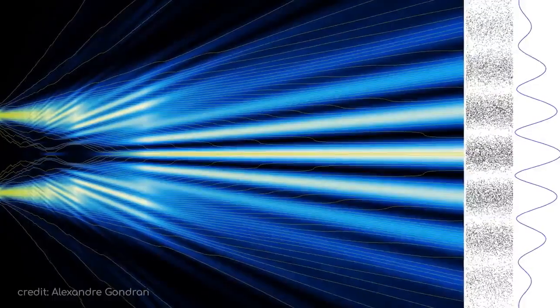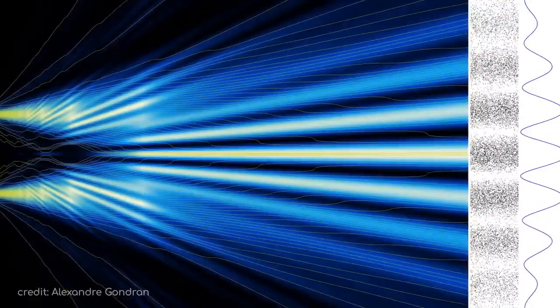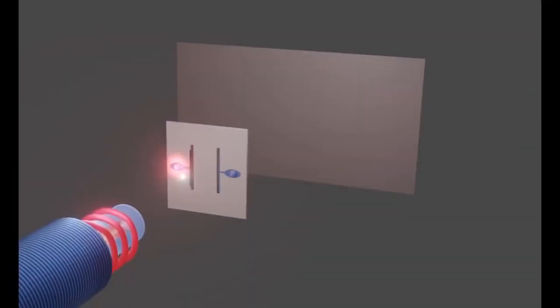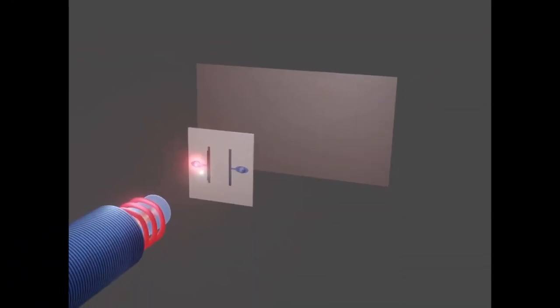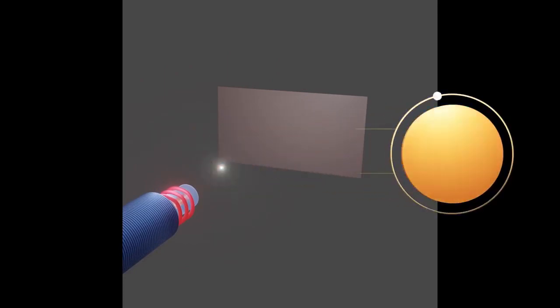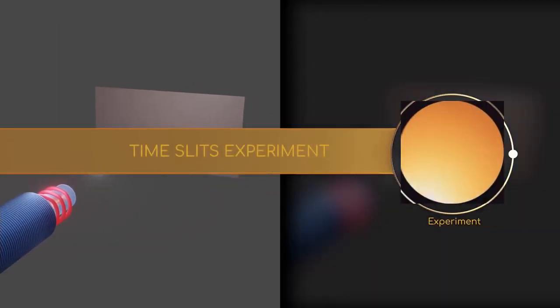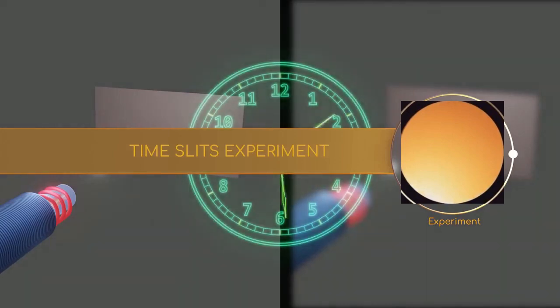Let's think back on the double slit experiment. There, researchers explored how light can sometimes behave like a wave and sometimes like a particle. However, in 2023, researchers from the Imperial College figured out a way to separate the slits of this experiment, not in space, but in time.